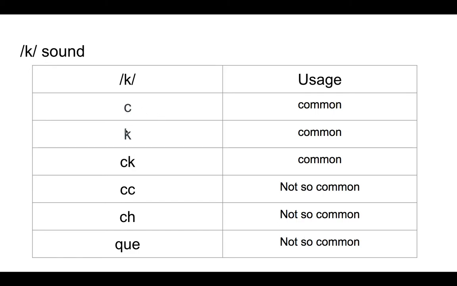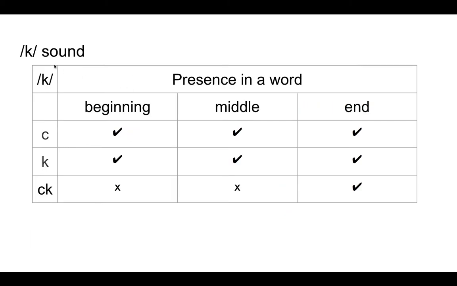The letter C, K or CK combination have the same sound k. This sound can be present at the beginning or in the middle or at the end of a word. The letters C and K, as a representation of the k sound, could be seen at the beginning of a word or in the middle or at the end of a word, whereas the CK combination for the k sound will be present only at the end of a word.